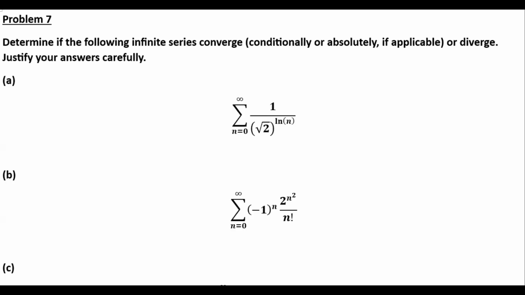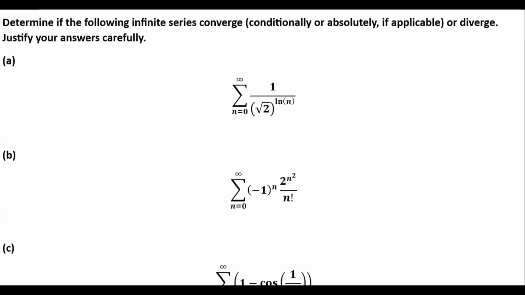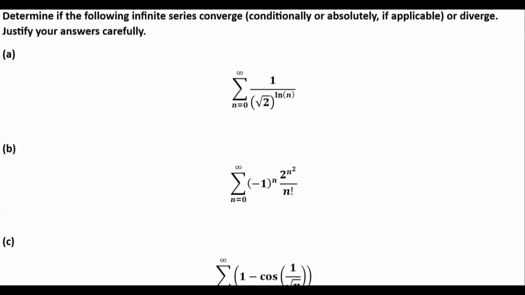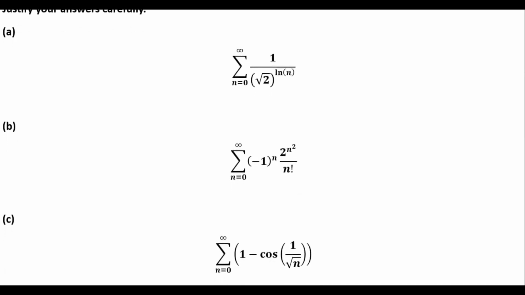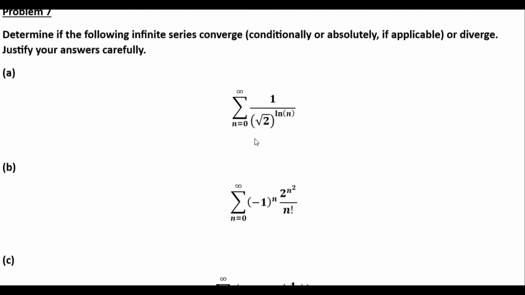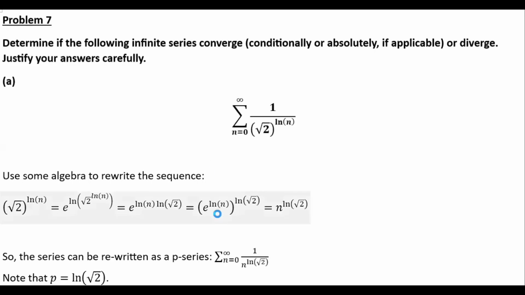Number 7, there's 2 more to go, but here's number 7. Determine if these converge conditionally or absolutely, as applicable, or diverge. Justify your answers carefully. Okay, so here are the 3. I actually don't recall if I answered whether they converge conditionally or absolutely, but anyway, I'll do that live if I forgot.